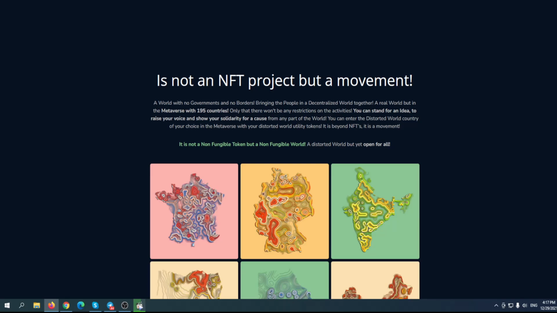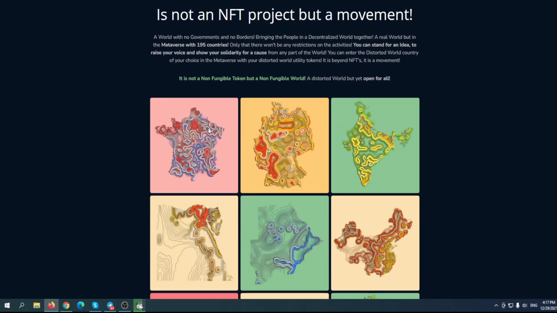So, like they claim, it's not just an NFT project, but it's a movement. It is not a non-fungible token, but a non-fungible world. A distorted world, but yet open for all. And so they have some great plans for the future. Yeah, I think that it will be really important to buy this first collection right now if you want to participate. And according to what their plans are, what they're going to do, and by the way, they're on the right way, I think that they can achieve that, and this is going to be the future of Metaverse.